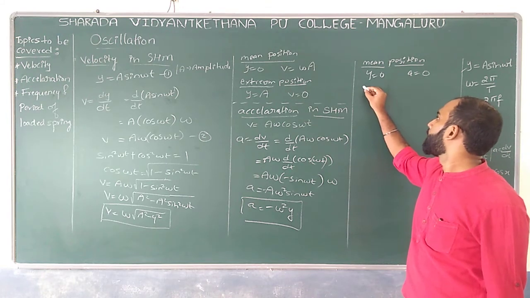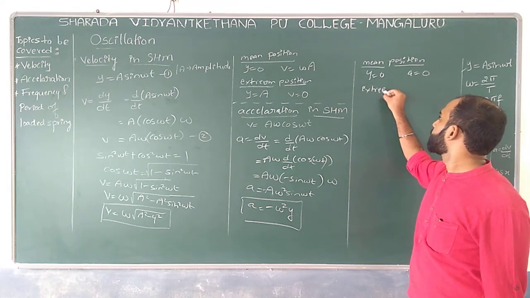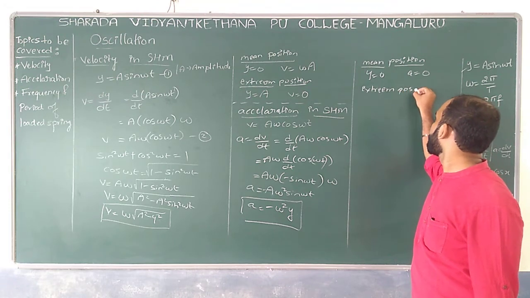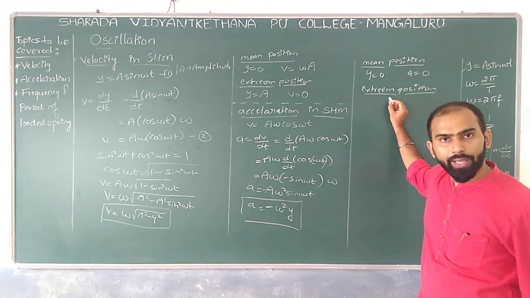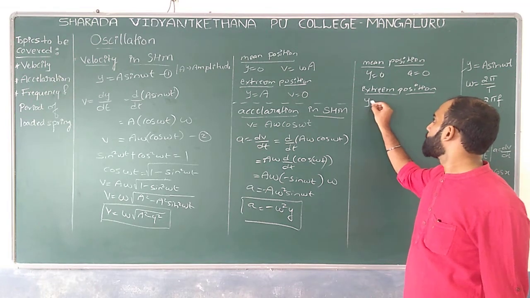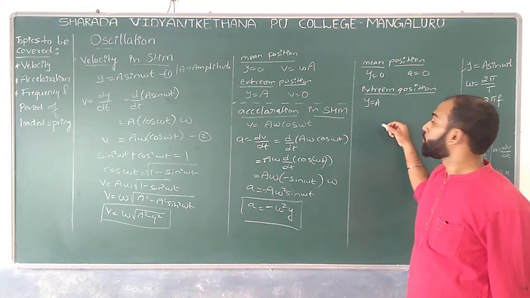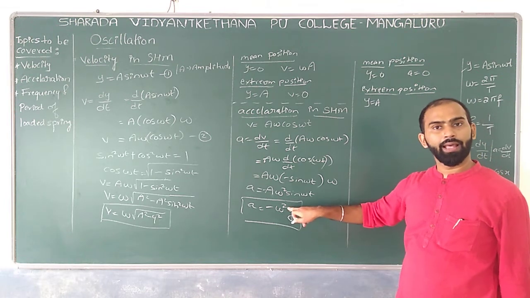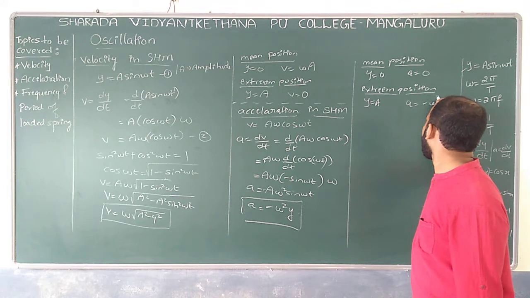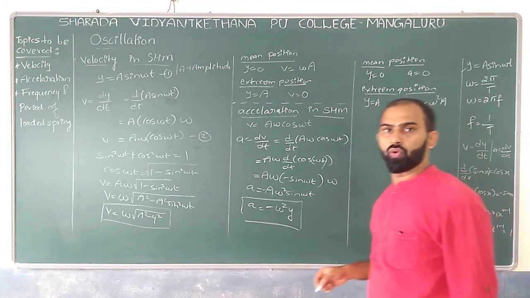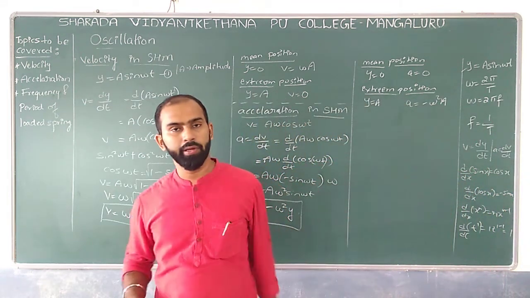Similarly, in extreme position, what can we expect? In extreme position, y is equal to a. If y is equal to a, what can you replace? What would be the acceleration we can find? Omega square into a. So this is what exactly we can expect over here.